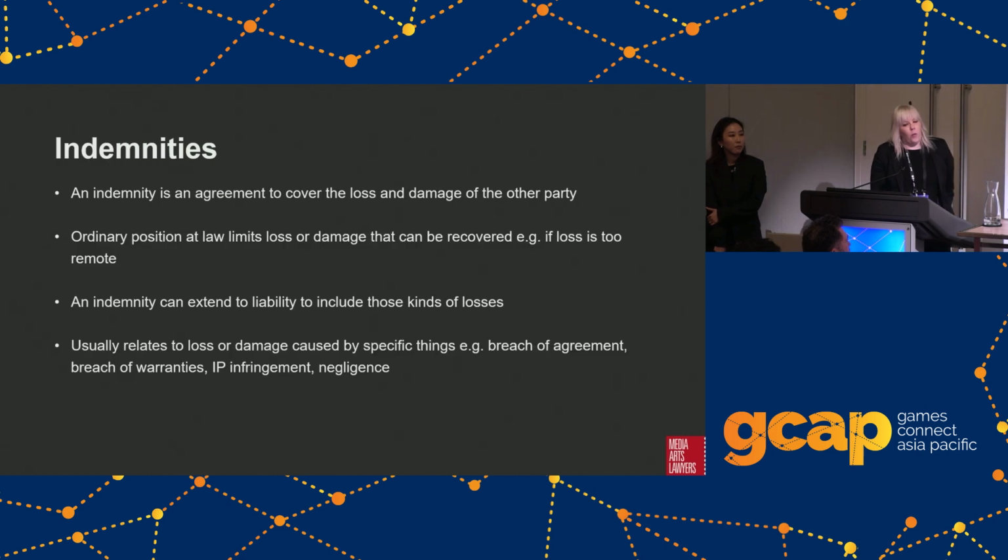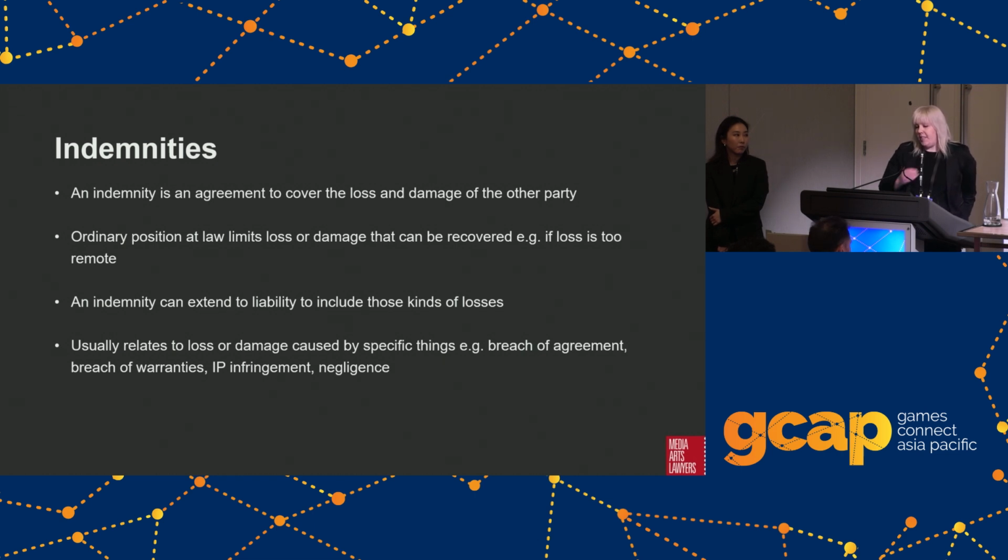And so sort of flowing on from the warranties is indemnities. An indemnity is an agreement to cover the loss and damage of the other party. Normally at law, if you breach a term of an agreement, the general position is that the loss the person can claim is limited to certain types of losses. For example, if the loss is too remote, the court won't allow that to be recovered. It'll only allow certain, more obvious losses that stem from the breach of the agreement to be recovered.